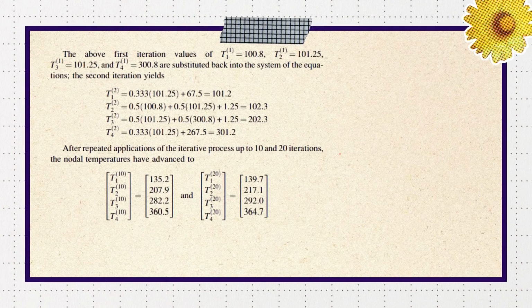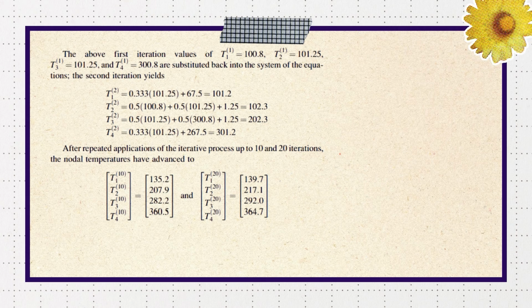After we get the first iteration's values, we substitute the values of T1, T2, T3 and T4 back into the system of equations. The second iteration yields T1 equals 101.2, T2 equals 102.3, T3 equals 202.3 and T4 equals 300.2. And then we repeat the same iterative process up to 10 and 20 iterations.